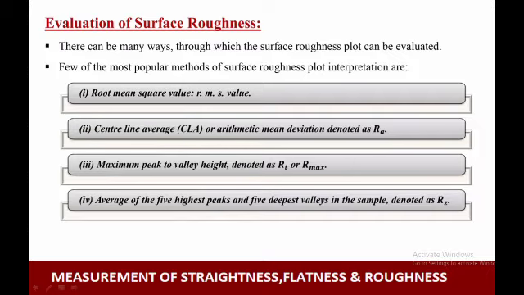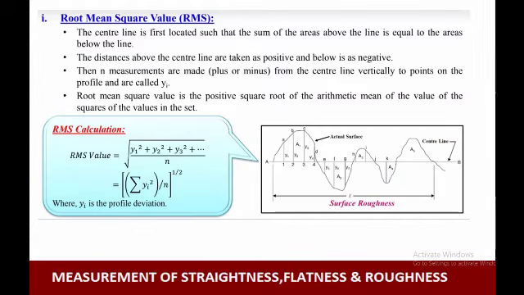The first one, most widely used, is the root mean square value, which is also called the RMS value. Second, center line average method, CLA, or arithmetic mean deviation. It is denoted by Ra. Third one is the maximum peak to valley height, denoted by Rt or Rmax. And the last one is the average of the 5 highest peaks and 5 deepest valleys in the sample, denoted by Rz. Now we'll see the first method known as the root mean square value, RMS value.